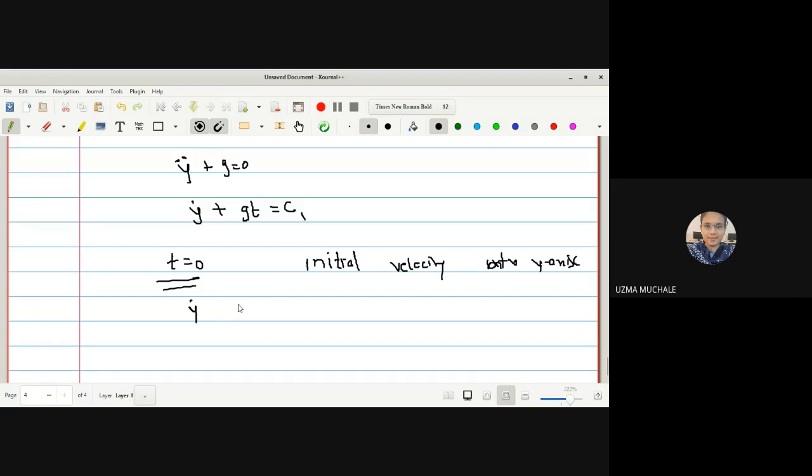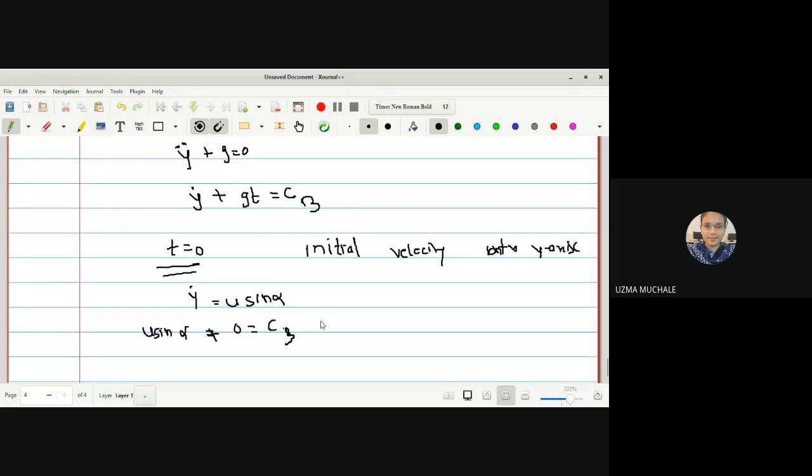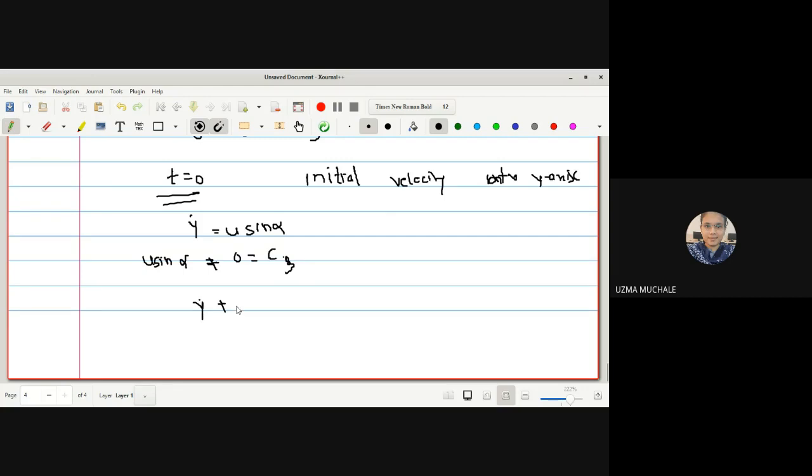So hence at t equal to 0, I can have initial velocity y dot given as u sin alpha. From the equation, we get 0 plus 0 equal to some other constant. c1 we cannot write, c3 we will write, because c1 and c2 we have already used. So what is our equation? We get y dot plus gt is equal to u sin alpha, since we get the value of c3.